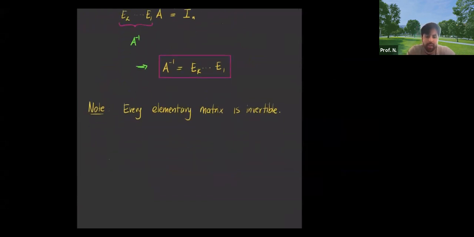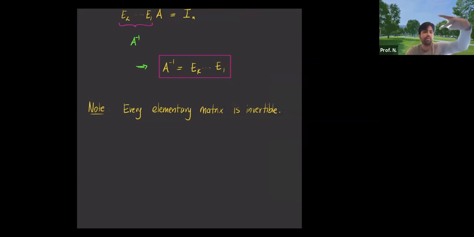So what are the elementary matrices, right? You can either have rows that are swapped, or a multiple of a row added to another row, or you can multiply a row by a scalar. And those are elementary row operations. And each of those row operations has an elementary matrix associated with it.